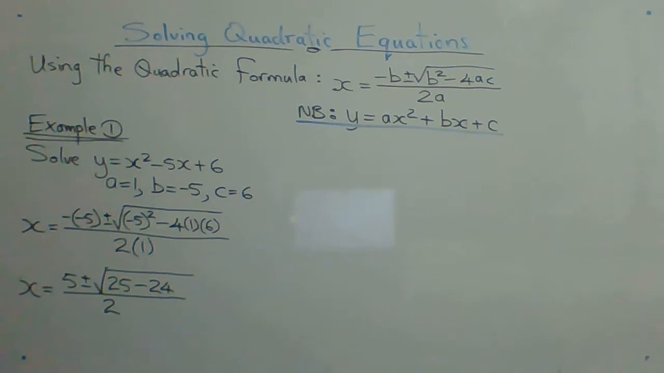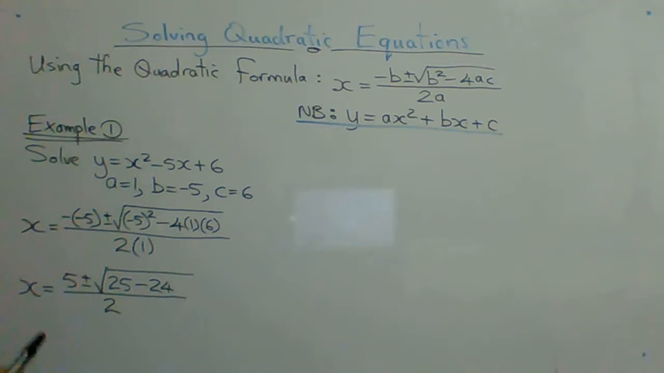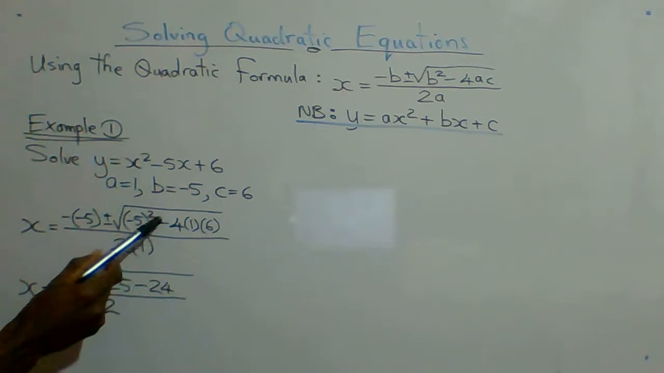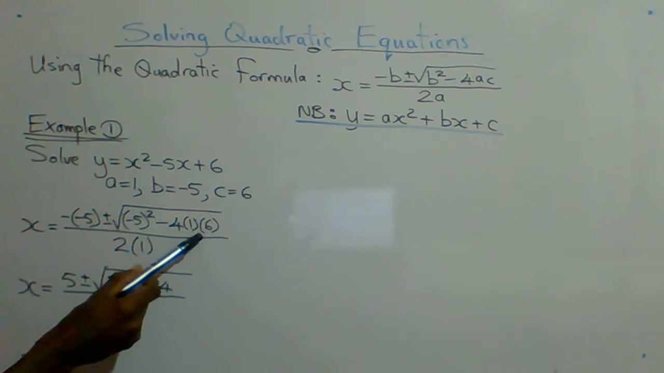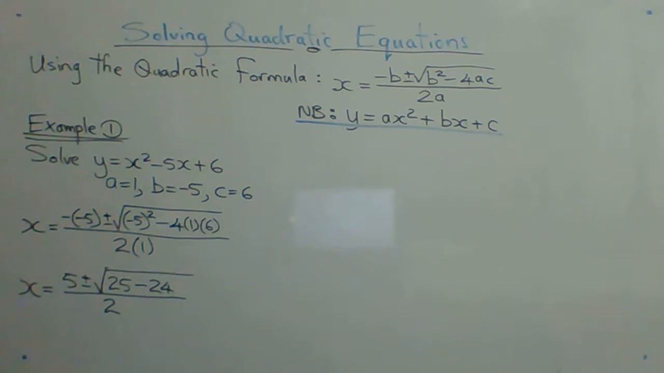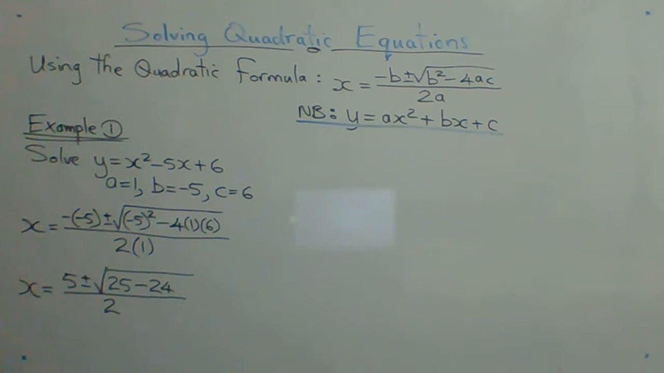While we're simplifying, minus negative 5 becomes the same as positive 5, plus or minus the square root symbol, and negative 5 squared is positive 25. Then we have our minus, then 4 times 1 is 4, 4 times 6 is 24. So we have 5 plus or minus the square root of 25 minus 24. And of course, in the denominator, 2 times 1 is 2.